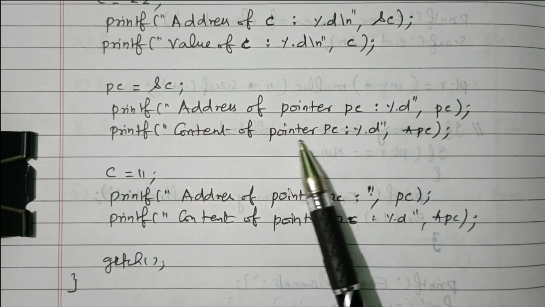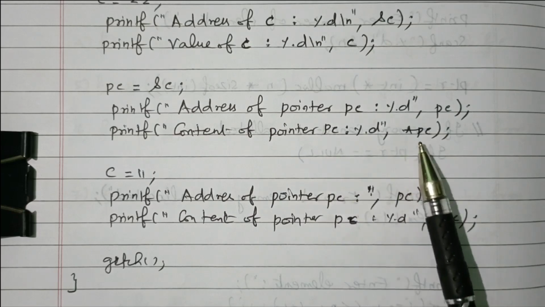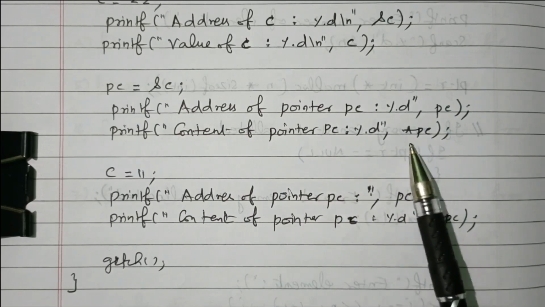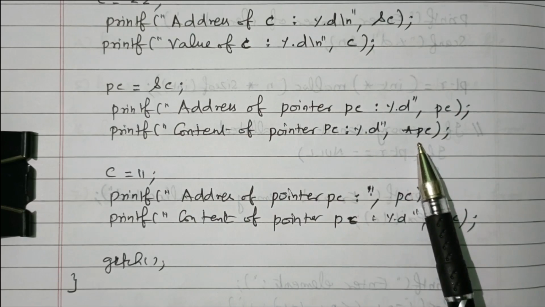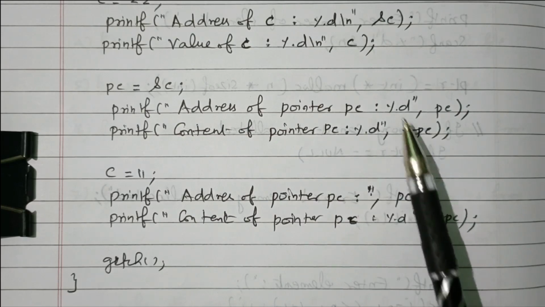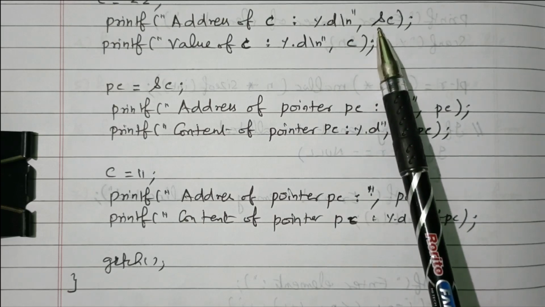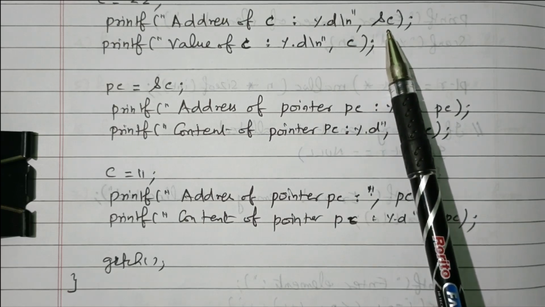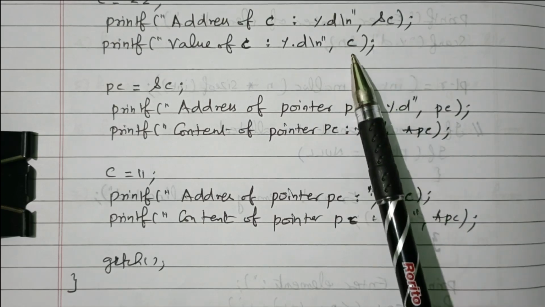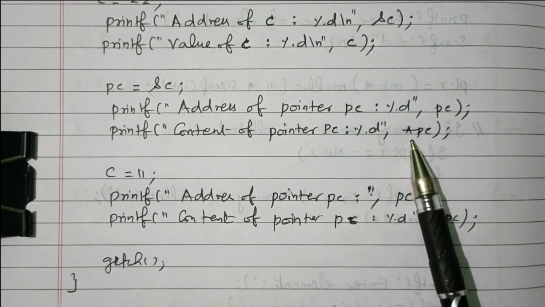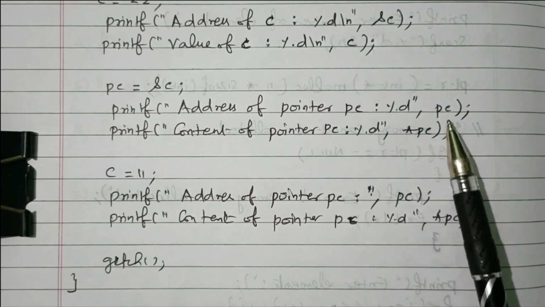Content of the pointer pc, star pc. So if you refer to star pc, what will we get? We will get the value stored in that address. Very similar here, so we are using different notation. &c gives the address of c where it is located. c will give the value. Star pc also will give the value. pc means it will give the address.